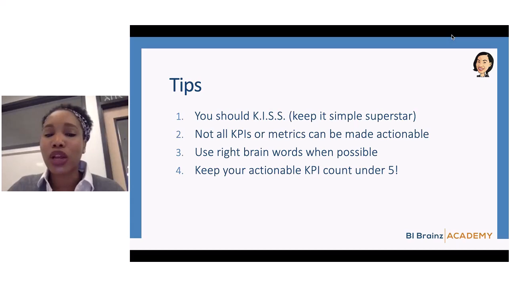You don't want anyone to come in and think, I saw this chart, but I'm not sure what I'm looking at or looking for. So it's very important. The other element I didn't go over is using right brain words when possible. And then number 4 is keeping your actionable KPI count under 5. Okay, this could be hard for some people. Gartner said that you need to have 3 to 5 KPIs, and there's a whole thought around it, but you need to keep it under 5.